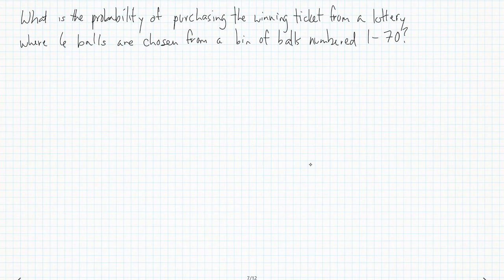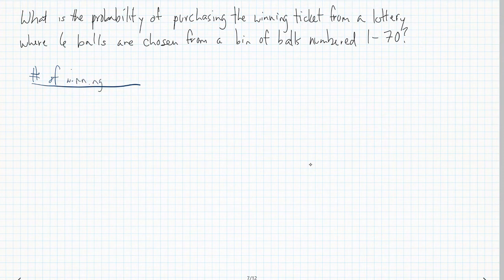So now, what is the probability of purchasing the winning ticket from a lottery where 6 balls are chosen from a bin of balls numbered 1 through 70? Oh boy. So now we talked about lotteries already, right? So when we do this probability of a winning ticket, we're taking the number of winning tickets divided by the total number of tickets. This is the probability of winning the lotto.